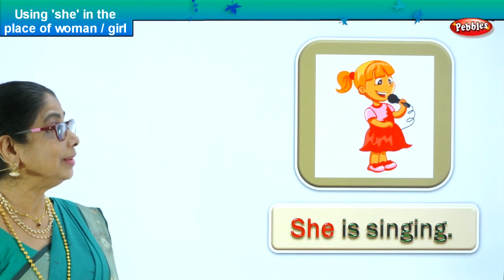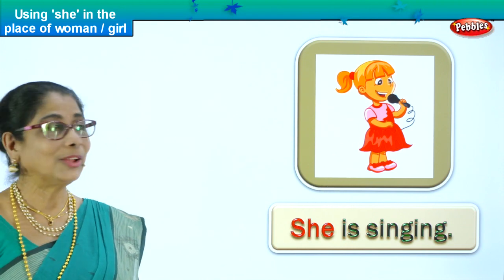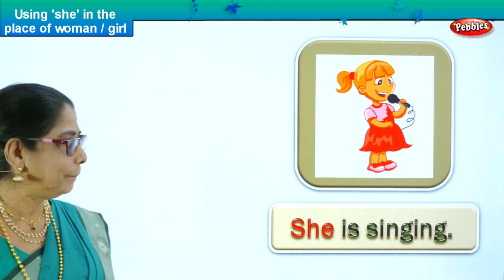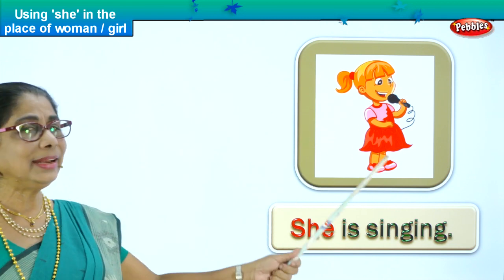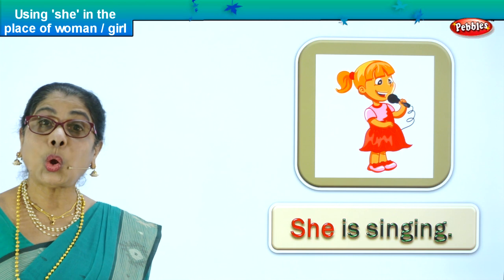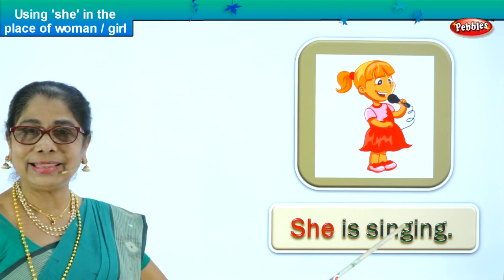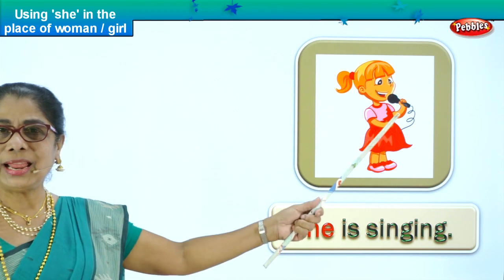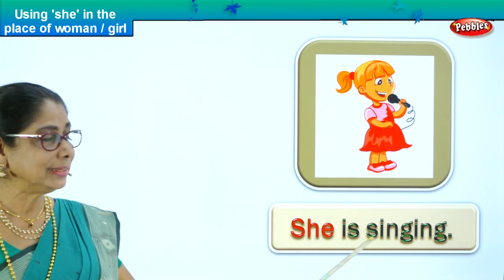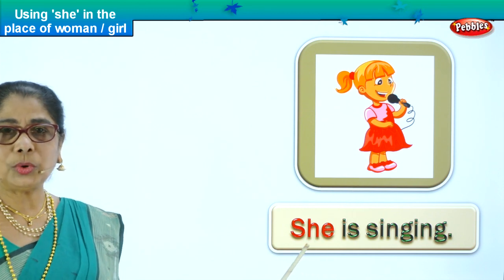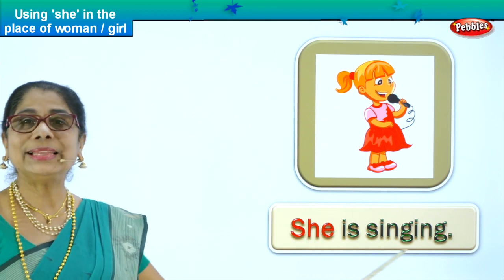See what you have here. When do you take a mic and talk? On the stage, when you have a competition. Yes, here's the little girl standing on the stage. What is she doing? She is singing. There's a singing competition and she is singing. We use "she" instead of her name. What is she doing? She is singing.